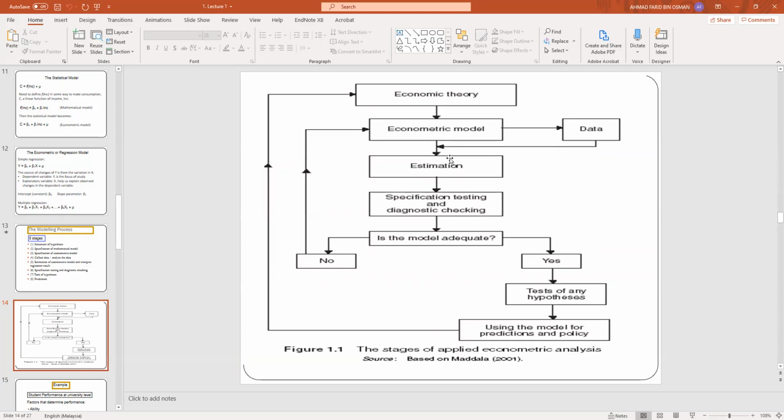Okay, and then after that you perform estimation and perform the specification testing and diagnostic checking on the residuals. And then if the model passes all these tests, then we say the model is an adequate model, and you can perform hypothesis testing on the estimated model, and then you can use the model for forecasting, or prediction. If the model fails any of the tests, then we say it is not an adequate model, then you need to reconsider the model and try to specify an alternative model, and then redo all this procedure.